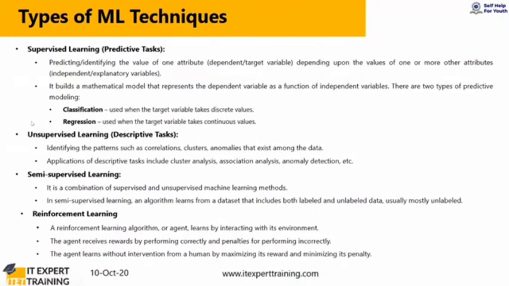Moving on to unsupervised learning, otherwise called a descriptive task. The objective is to identify the patterns that exist in the given data. The patterns include the correlation within the given data, whether there are any clusters available in the data set, and whether there is any anomaly that exists among the data.